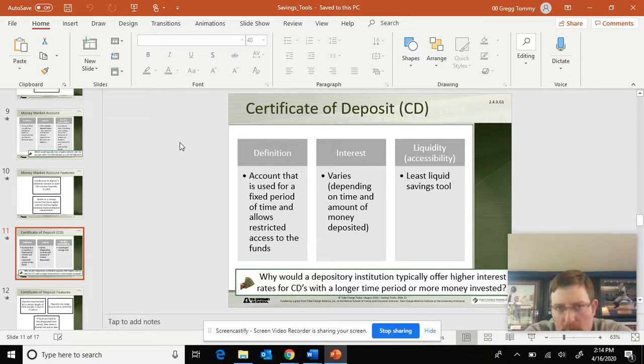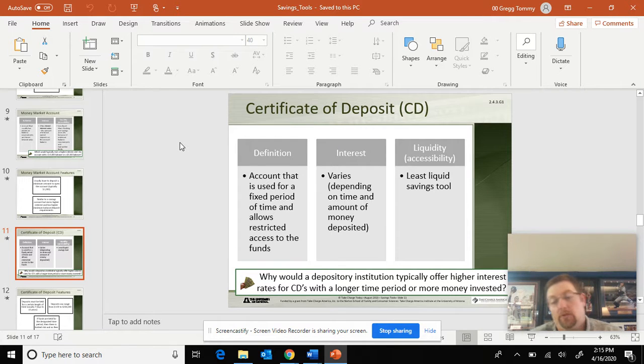CD means certificate of deposit. That's basically an account where you give the bank a certain amount of money, and you cannot have access to it for a certain period of time. You might give them $1,000, and it might be a 12-month CD. Basically, you're giving the bank $1,000. They're going to give you a decent interest rate, but you can't touch that money for 12 months.